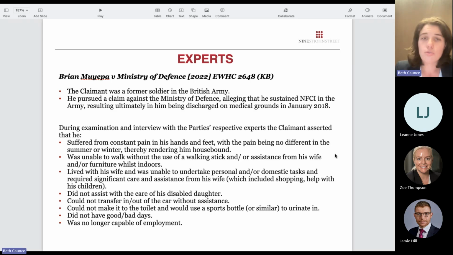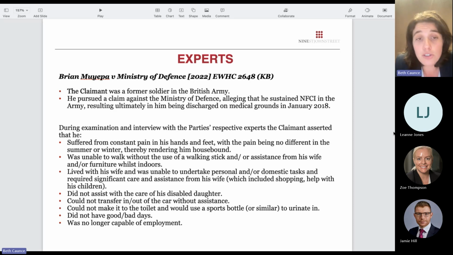I'll move on to experts and the very interesting case of Moyepa. This was the case where the claimant was a former soldier in the British Army, and he pursued a claim against the Ministry of Defence, saying that he'd sustained a non-freezing cold injury in the army, and ultimately that resulted in him being discharged on medical grounds.